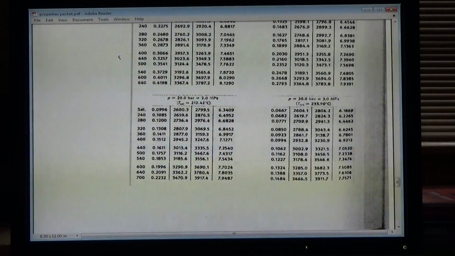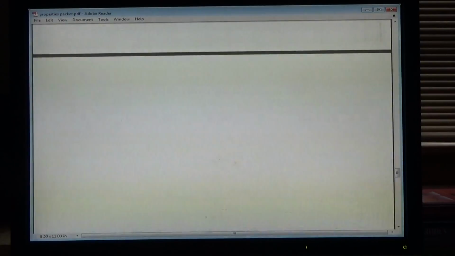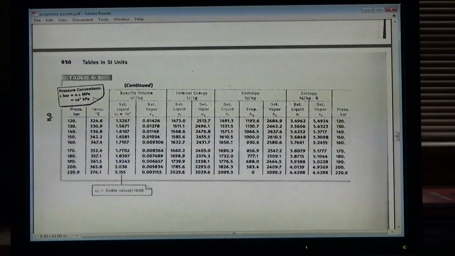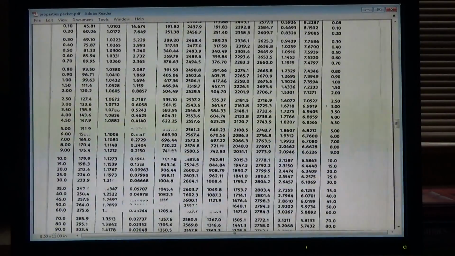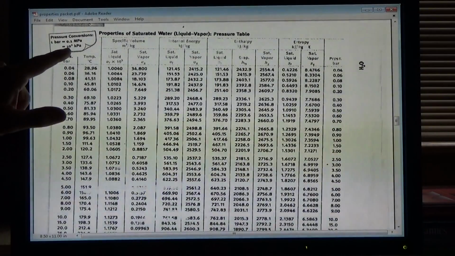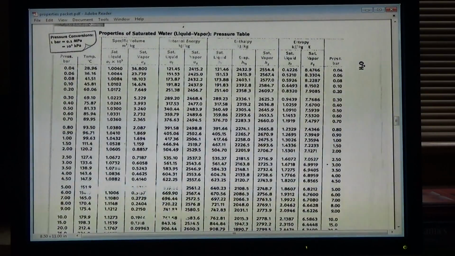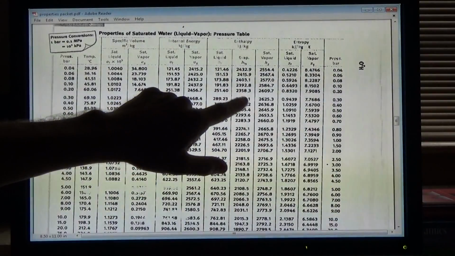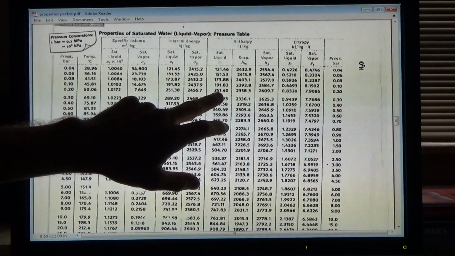Let's go to the saturated water table and see if we have a pressure of 15 kilopascal. 15 kilopascal is 0.15 bar. So we don't actually have values at 0.15 bar. We have values at 0.1 and 0.2. So we'll have to do a little bit of interpolation to get Hf2 and Hfg2. Let's do Hf2 first.